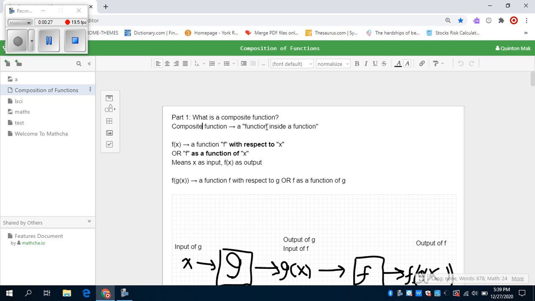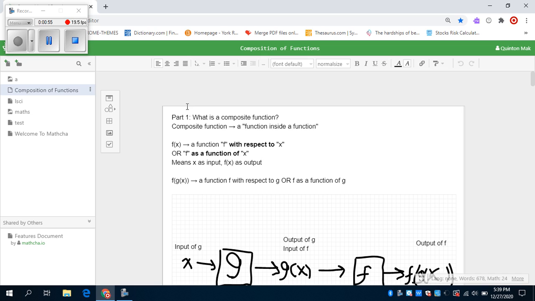So first we're going to define some new language relating to functions. A function f of x, we say it's a function f with respect to x, or f as a function of x. This means that x is an input of the function and f(x) is an output of the function. So you put x into the function and you get some f(x) out.